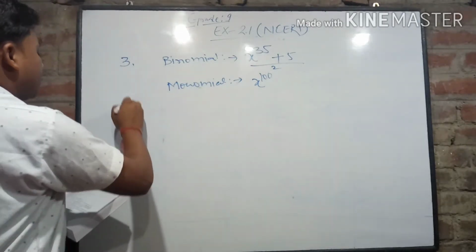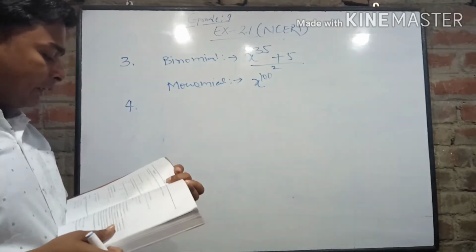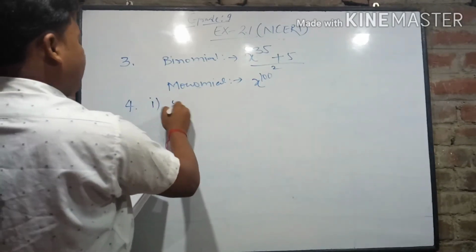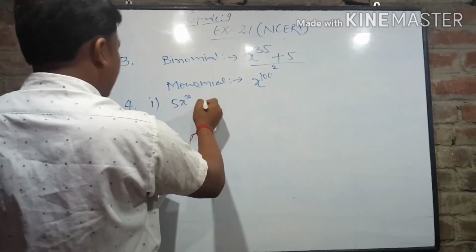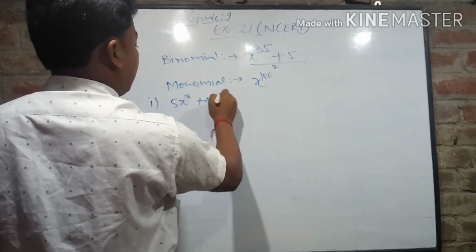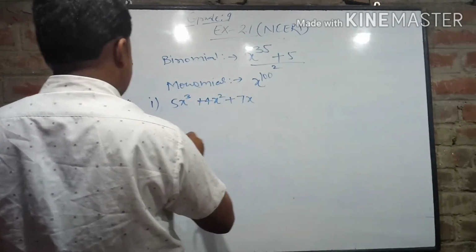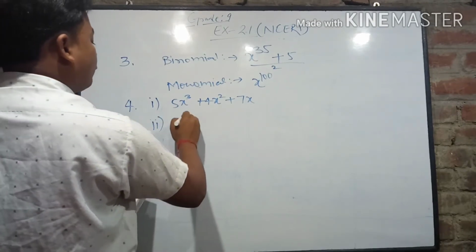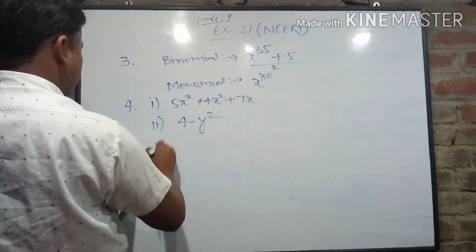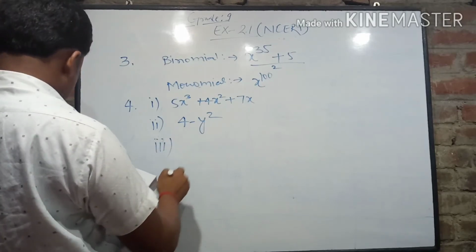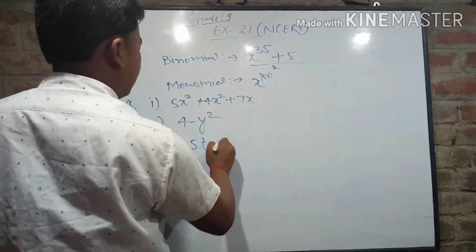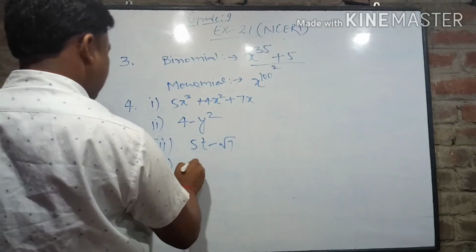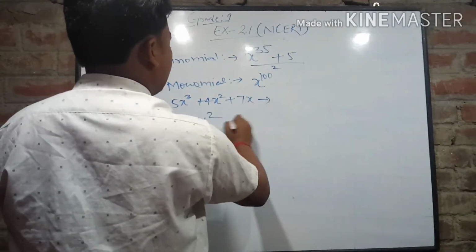Now if we go for question number 4. Write the degree of each of the following. The first part says 5x cube plus 4x square plus 7x. Now we write question number 2, 4 minus y square. Question number 3, 5t minus root 7, and part 4 is 3. We have to give the degree in this question.